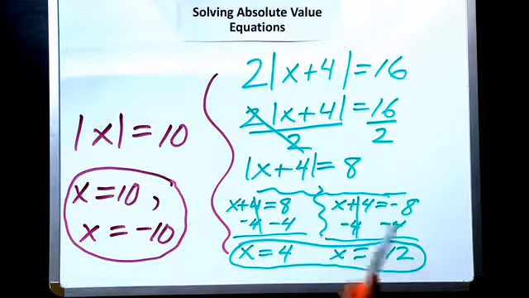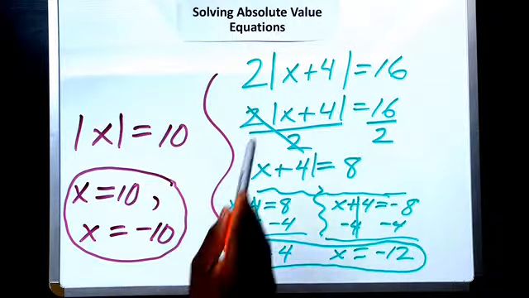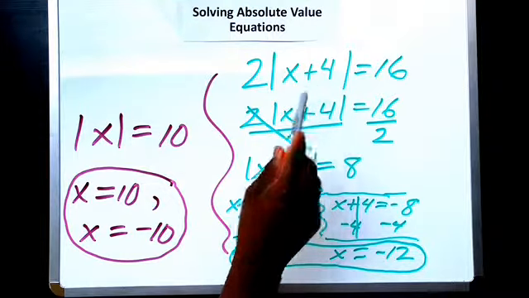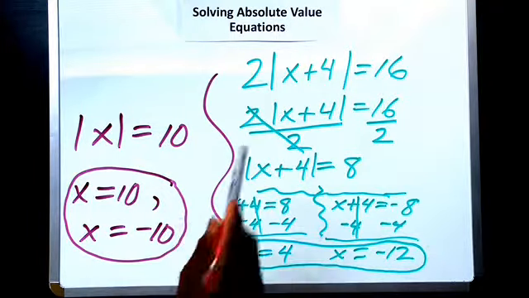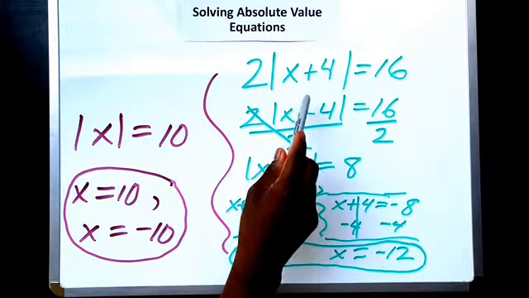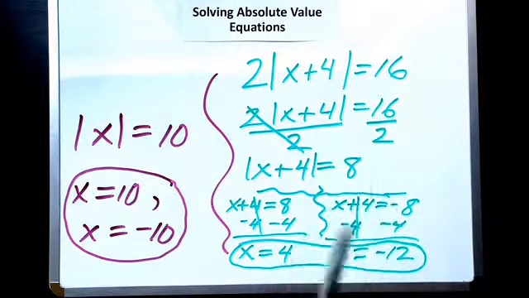If I substitute negative 12 in here, I get negative 12 plus 4, which is negative 8. The absolute value of negative 8 is positive 8. 2 times 8 equals 16. So both of these values work. And that wraps up our problem on solving absolute value equations.